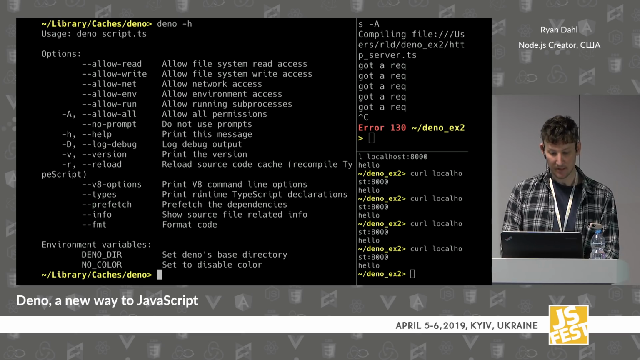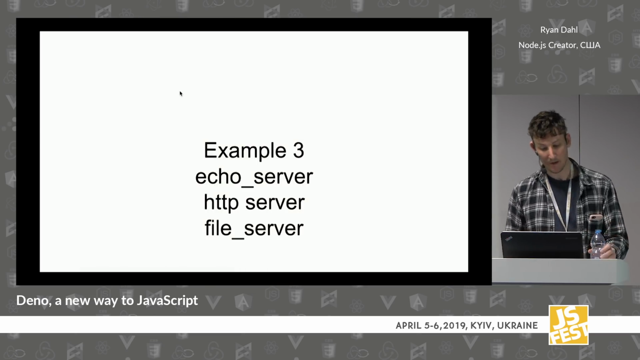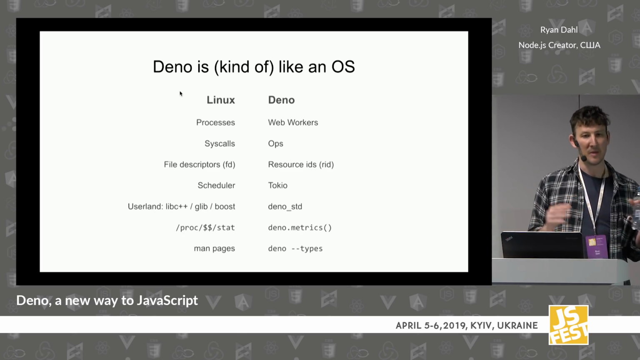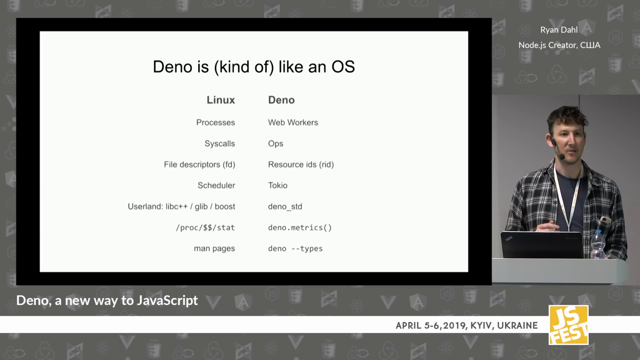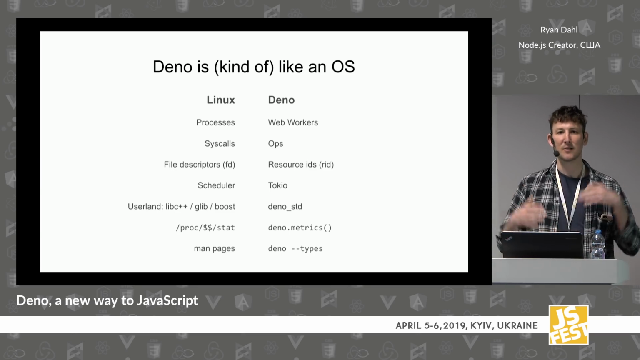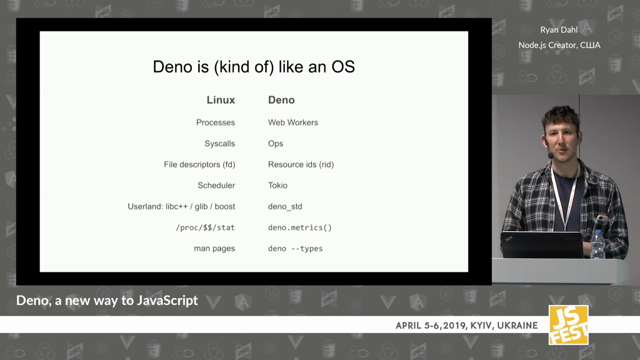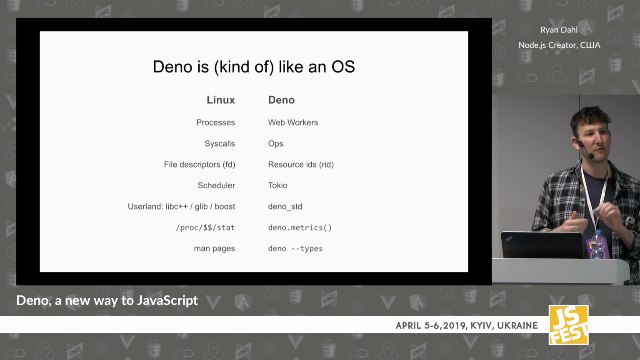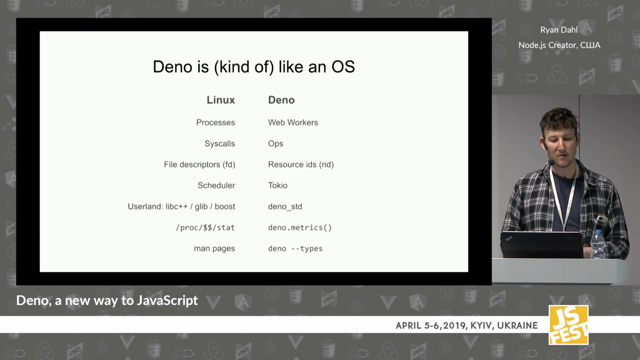I kind of need to skip a bit here, but I would say Deno is organized in a bit more organized way than Node is. It's much more like an operating system, right? So we don't trust user code. So these are kind of like processes, right? And we have web workers, and so you can run different processes here.